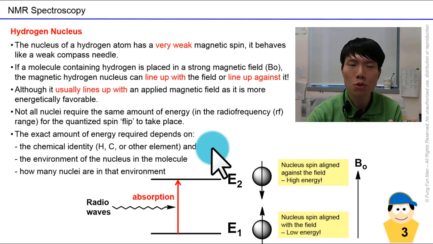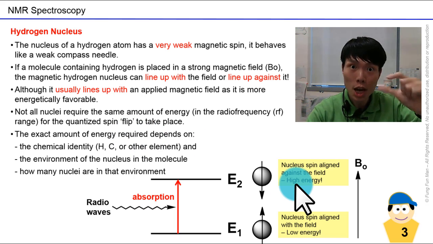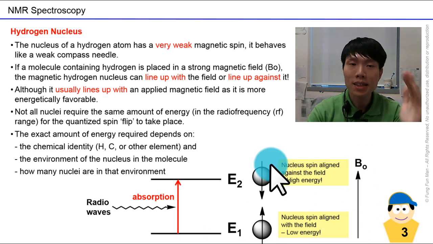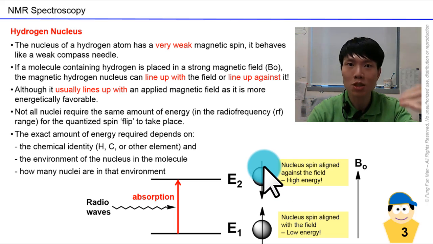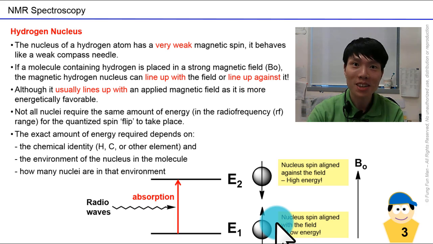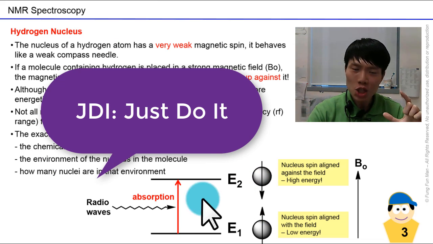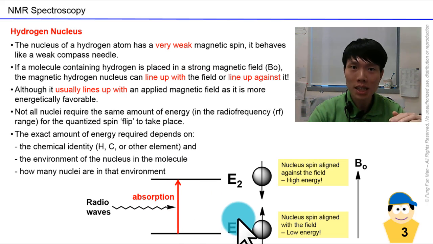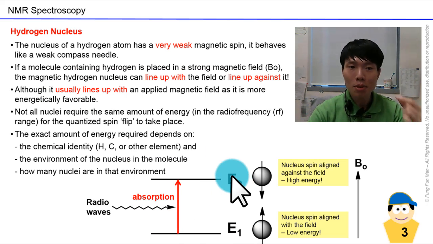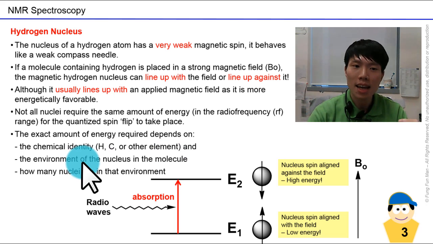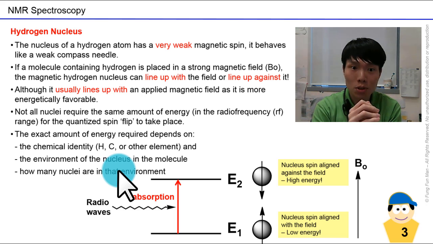Now, not all nuclei require the same amount of energy to change this spin. Flipping the spin from aligned with the external magnetic field to against it means higher energy, disobeying the order. To obey the order, you get a very easy life, you don't get scolding, so lower energy. The exact amount of energy absorbed, the gap between E1 and E2, depends on the chemical identity, the element, whether hydrogen, carbon, phosphorus, etc., and the environment of the nucleus, this element with its surroundings.